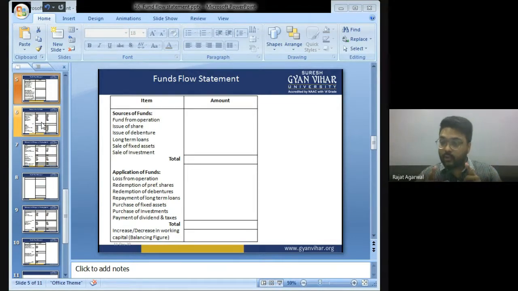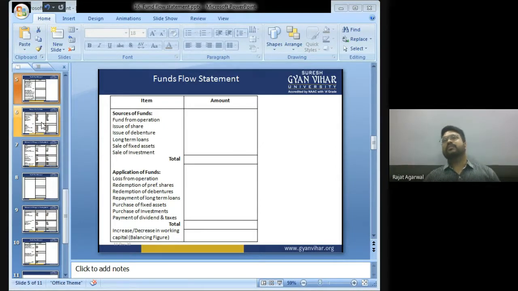Application of fund: where you have applied the fund. Number one, loss from operation. Suppose if you have incurred any loss, then that loss will come here. Redemption of preference share. What is the meaning of redemption? Children, redemption means repayment. Repayment of preference shares: if we repay the preference share, we will apply the funds there. Funds will go. Repayment of debenture: through repayment of debenture also, it is a way of application of fund.